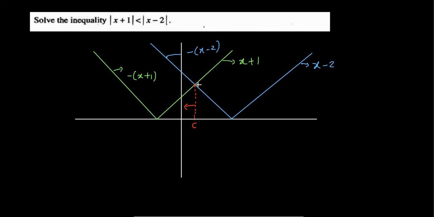So you have to find this point of intersection by solving these two equations. One is x plus 1 and the second is minus of x minus 2, meaning minus x plus 2. So 2x is equal to 1, x is equal to 1 over 2. So this value is 1 over 2. So from the graph, the solution is coming out to be that x is less than or equal to 1 over 2.